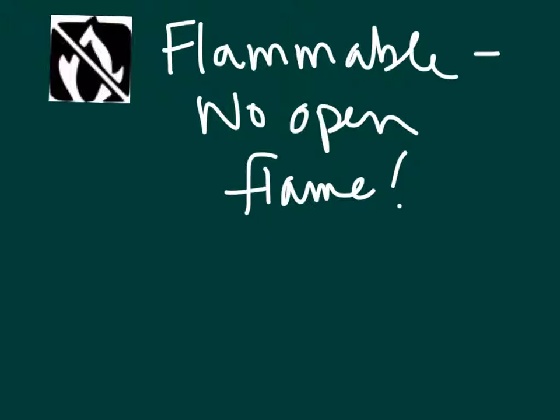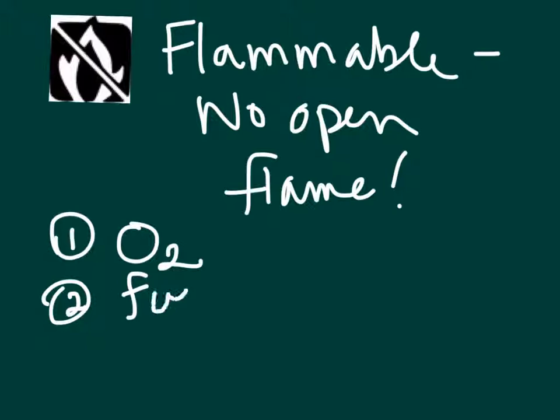That's why I make sure we start now, we reiterate these safety rules, and we know if we see this symbol, do not introduce a source of ignition. A grill is a source of ignition. There are 3 things necessary for every fire. You must always have oxygen. You must always have fuel. And you must always have ignition.